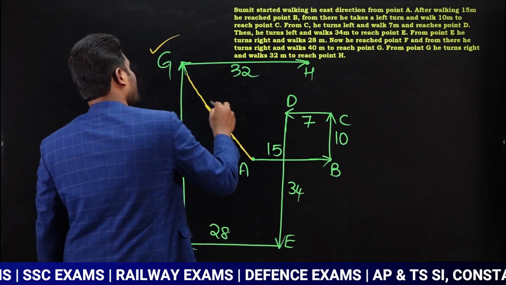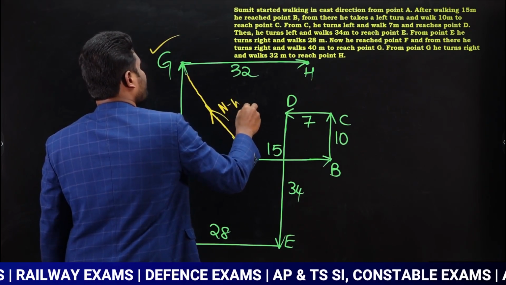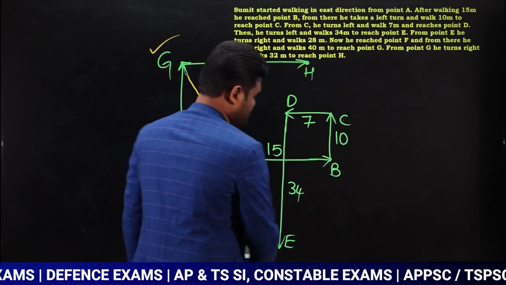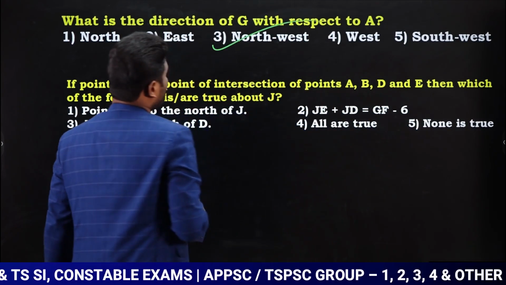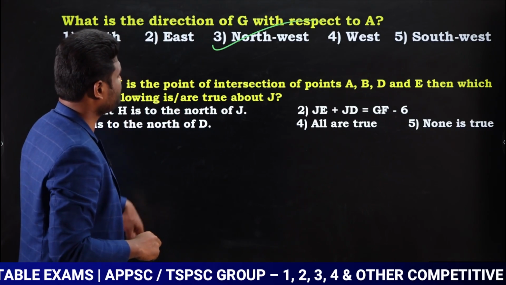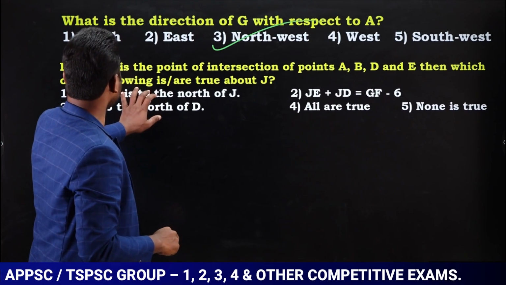Now what is this direction? This direction is nothing but northwest direction. Yes or no? Northwest. So we can say the answer for this question is going to be northwest. So direction of G with respect to A is nothing but northwest direction. Next question. What is the next question?